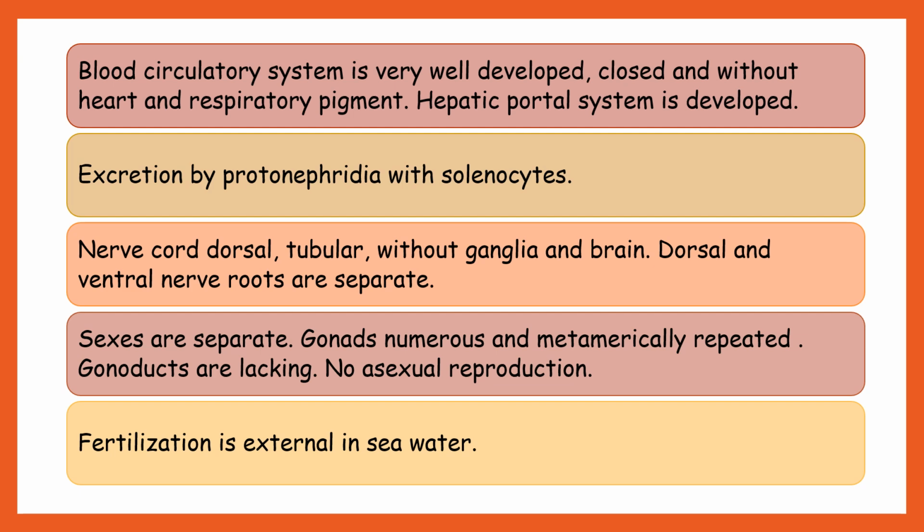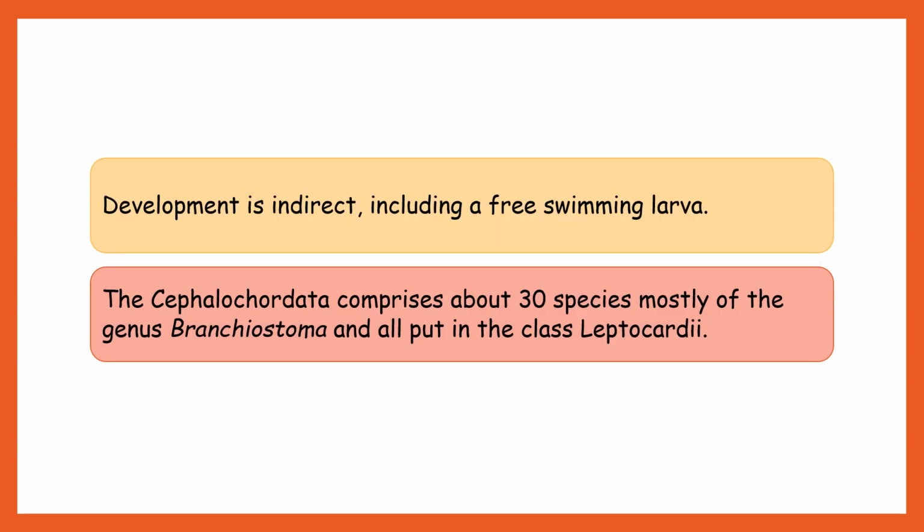Excretion by protonephridia and solenocytes. Nerve cord is dorsal, tubular, without ganglia and brain. Dorsal and ventral nerve roots are separate. Sexes are completely separate. Gonads are numerous and metamerically repeated. Gonoducts are lacking. No asexual reproduction is performed in this subphylum. Fertilization is external, in seawater. Development is indirect and includes a free-swimming larval form.